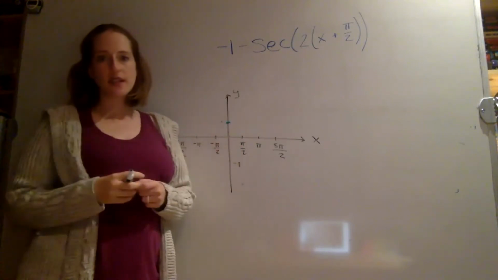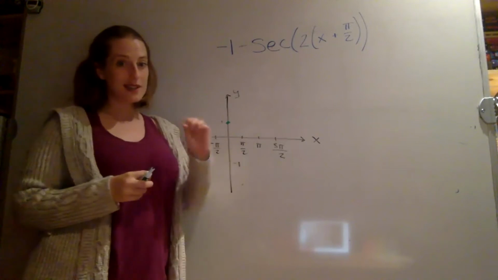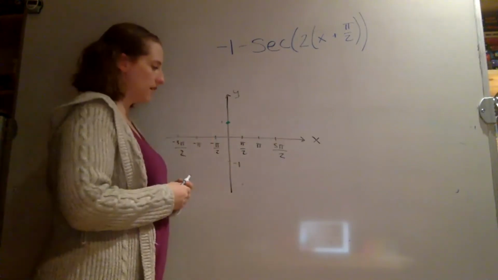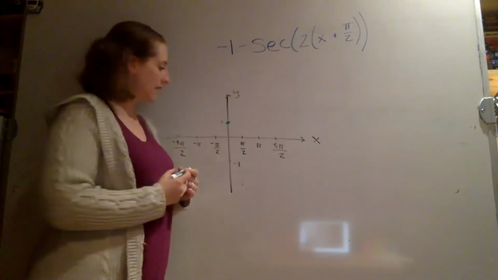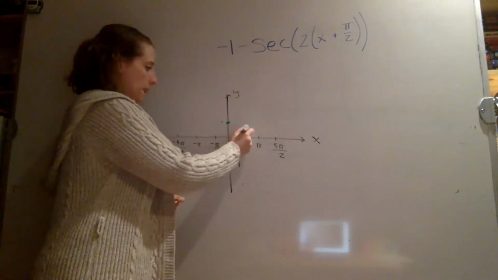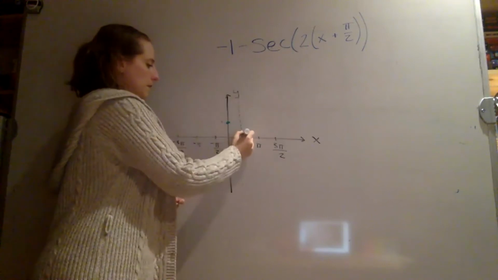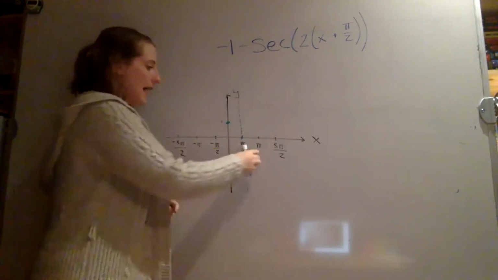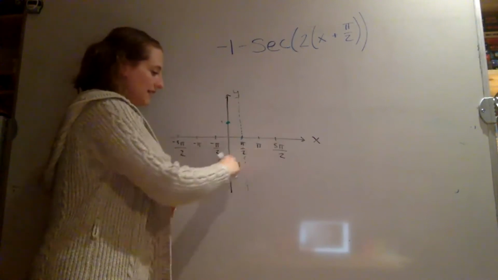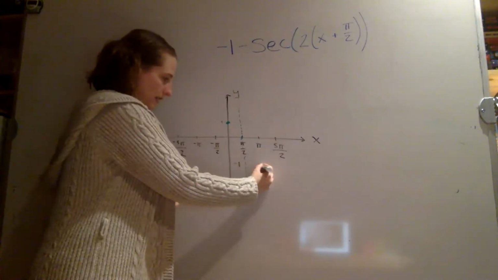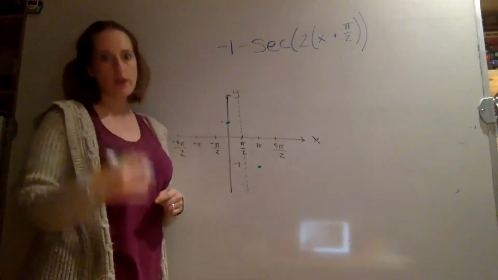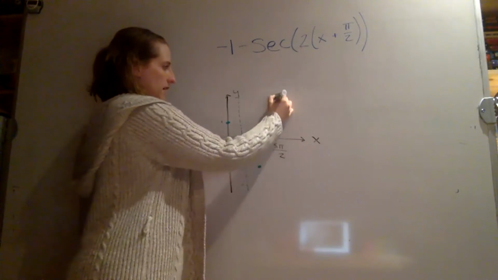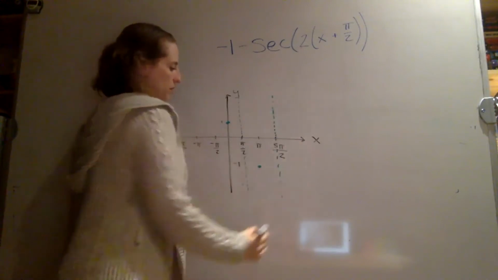The other thing that's handy to think about is, where is cosine 0? Because anywhere cosine is 0, secant is going to be undefined. Well, cosine is 0 at pi over 2, meaning secant is going to be undefined at pi over 2. At pi, cosine is negative 1, which means secant is also going to be negative 1, because 1 over negative 1 is negative 1. And then cosine is again 0 at 3 pi over 2.